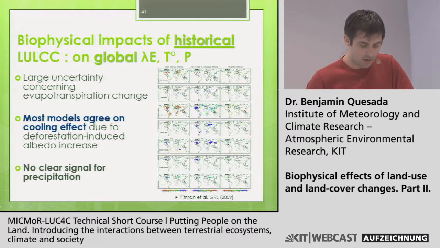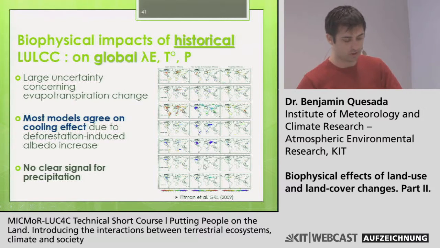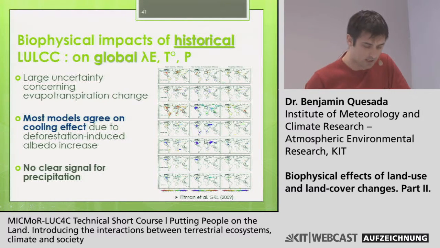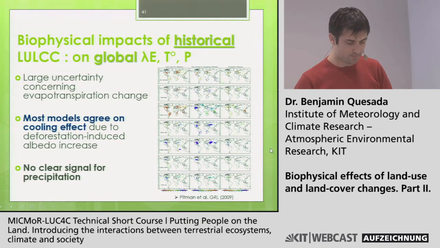For the temperature now, in general, except maybe for this IPSL model, most models agree on blue pixels, so a cooling effect due to past land use and land cover change in the last century. And for precipitation, very few pixels are significant, and we have both red and blue pixels, so no clear signal for precipitation. We seem to have a signal for temperature.